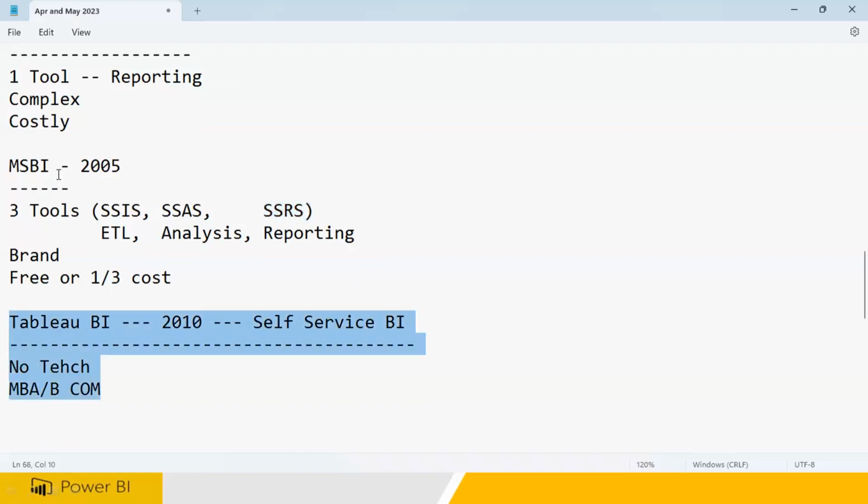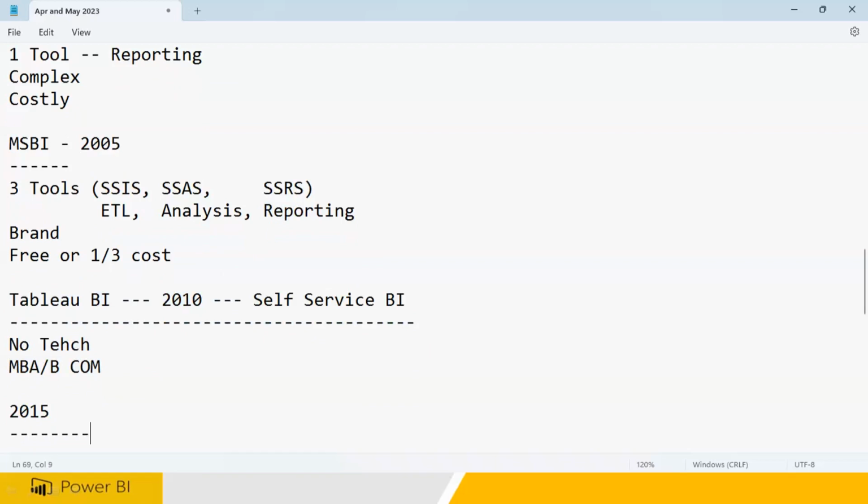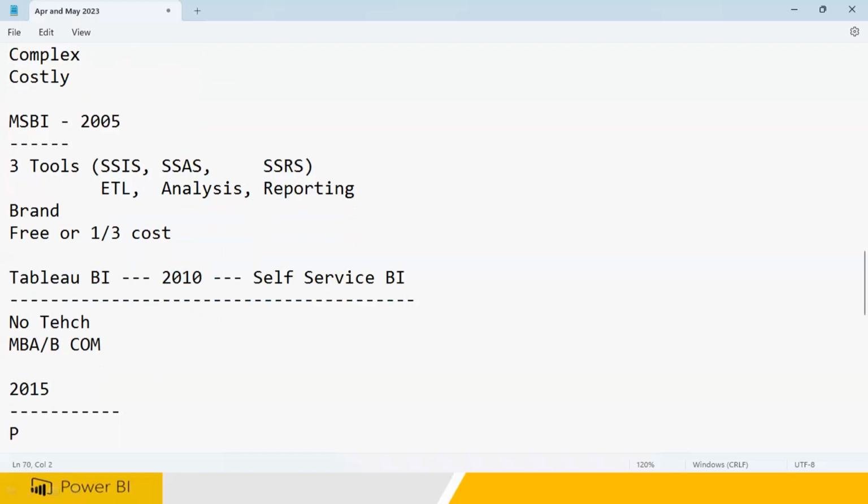Now Microsoft in the year 2015 thought, I would like to regain my sales and everything. They released one more software called Power BI to give competition to this fellow. Okay, in 2015 Power BI got released. This is self-service, meaning no technical knowledge is needed. Anybody can prepare beautiful reports.